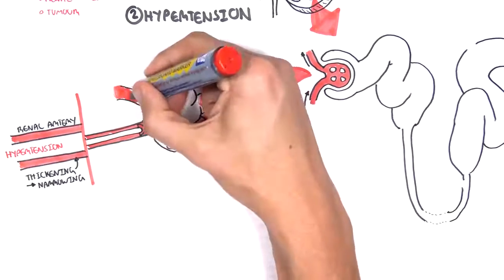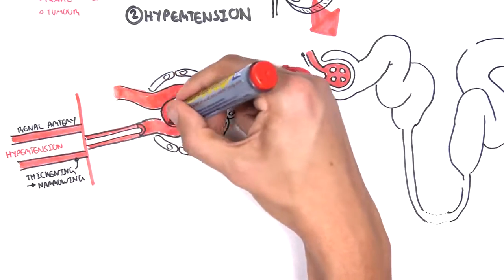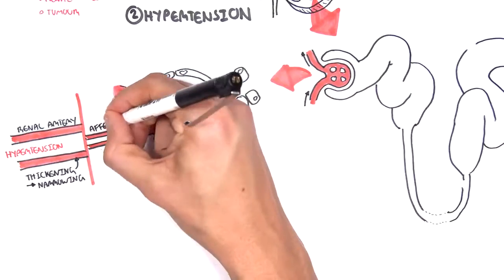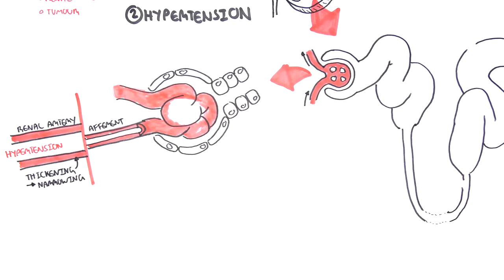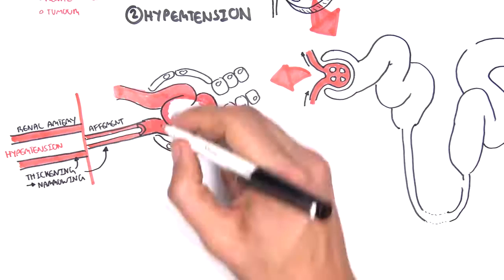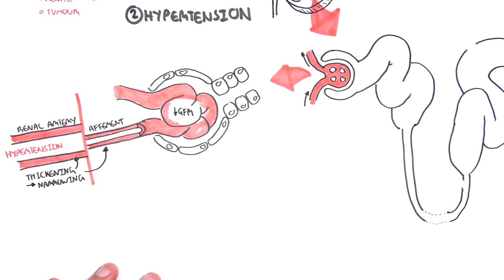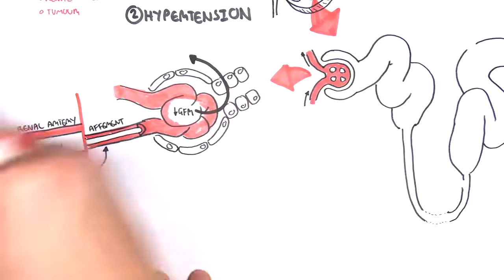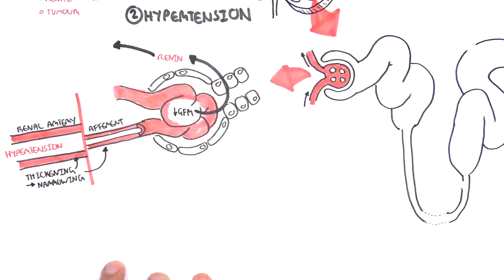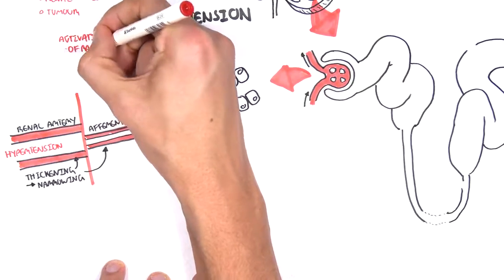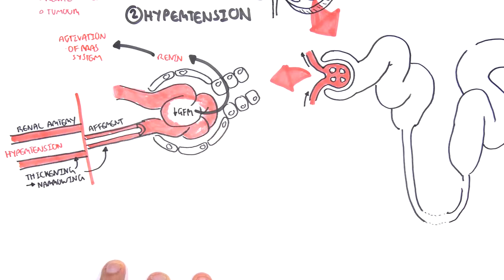The afferent arteriole is a blood vessel which brings blood towards the head of the nephron. But with less blood flowing through due to hypertension, there is a decrease in filtration, thus a decrease in the glomerular filtration rate. When you have a decrease in blood flow to the nephron, there are cells in this area that detect this and then start producing renin, which subsequently leads to the activation of the renin-angiotensin-aldosterone system, or RAS for short.